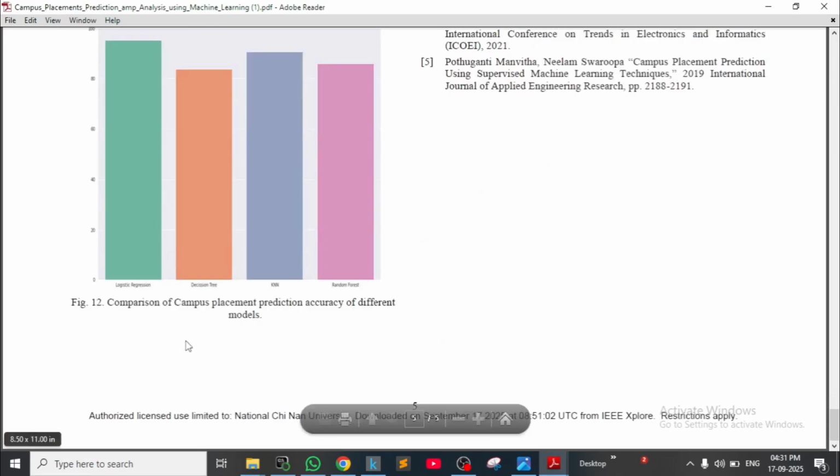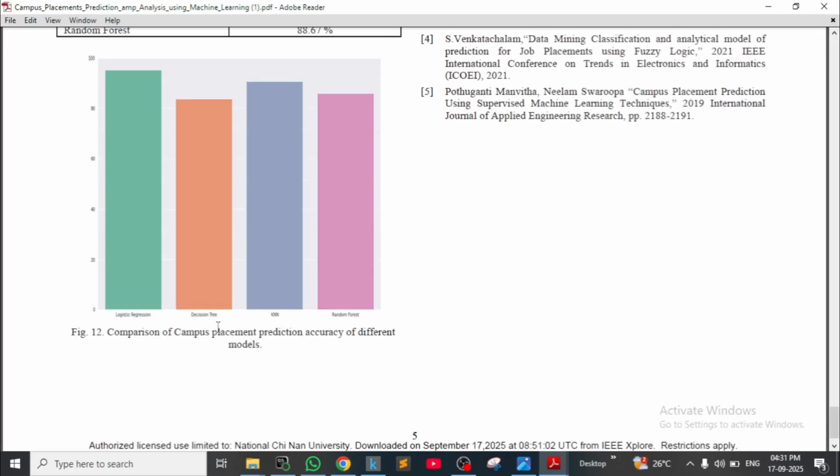Okay, this is the comparison of campus placement prediction accuracy of different models. See this. This is the logistic regression, decision tree, KNN, and random forest.